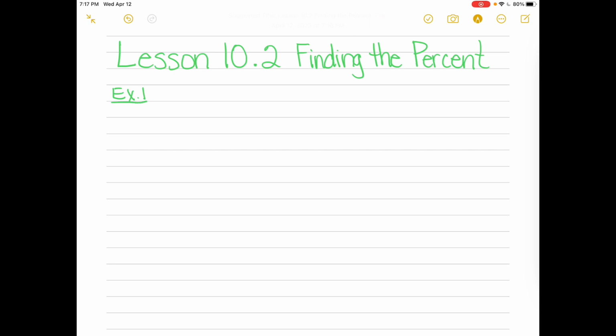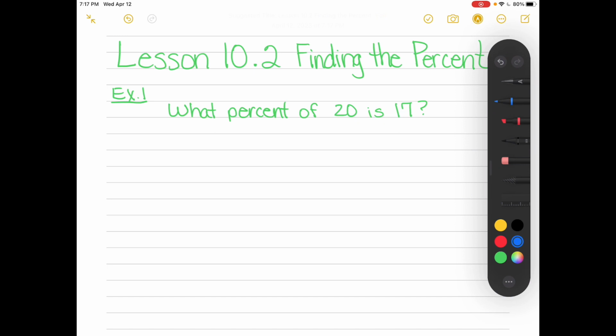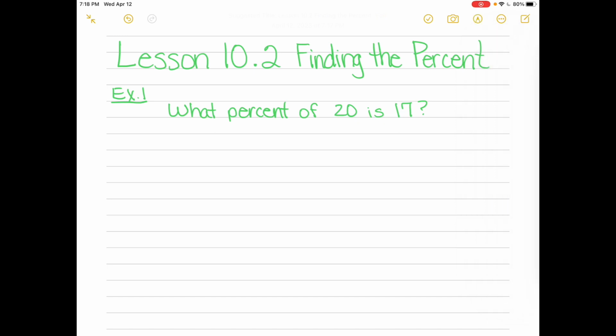For example 1, it says, what percent, and remember you should be taking notes, what percent of 20 is 17? So right away with this sentence, you can see a couple things that we've talked about in class. I'm going to change the color of my pen here for a minute. Okay, the first thing I see is, what does "is" mean when we're talking math? It means equals. So this is going to equal 17. So you already have part of your equation.